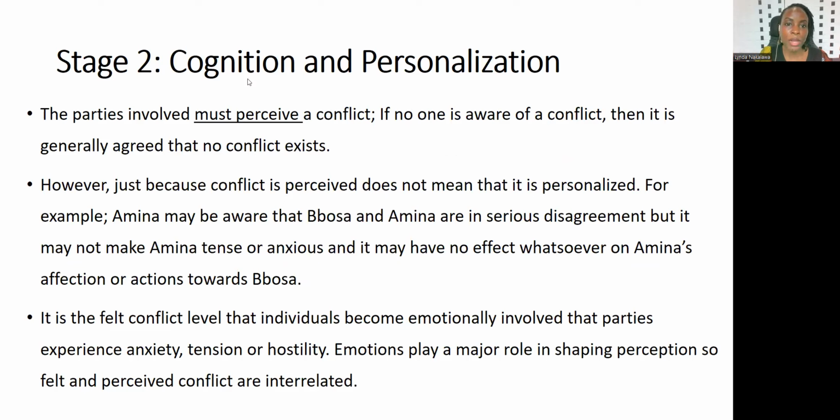Stage 2 is about cognition and personalization. We say that cognition has to do with perception. The parties involved must perceive conflict. They must sense a conflict. If no one is aware of a conflict, it's generally agreed that no conflict exists. If we are not feeling it, if we are not seeing or hearing it, then probably no conflict exists.